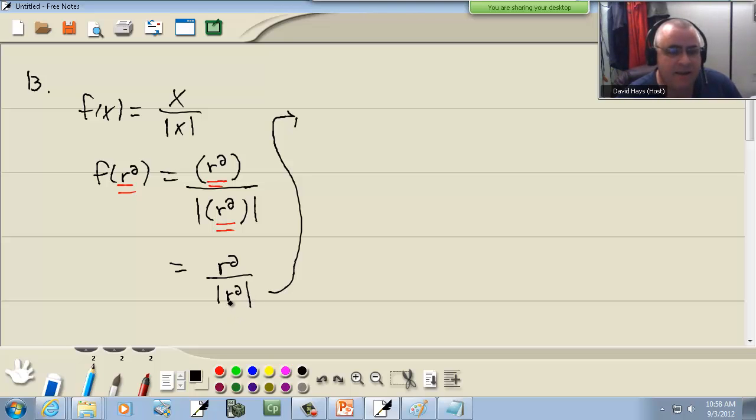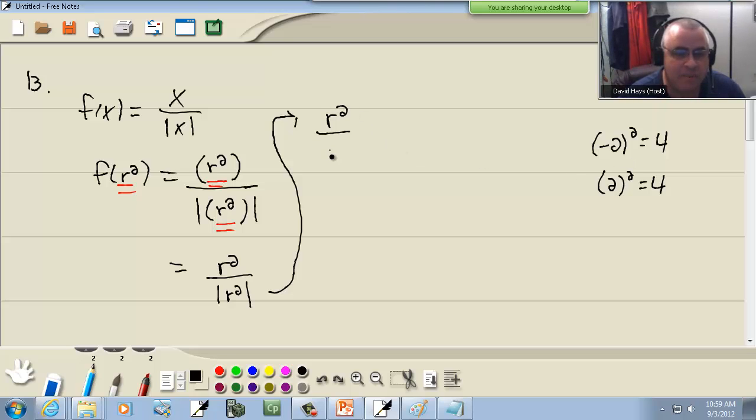Let's focus on that. Well, what does that r squared do? If I take negative 2 and square it, that gives us a positive 4. If I take 2 and square it, that also gives us a positive 4. So no matter what, when you square something, it's positive. So those absolute value bars aren't necessary, so we can just drop them. And then r squared over r squared is 1. And that's our answer.